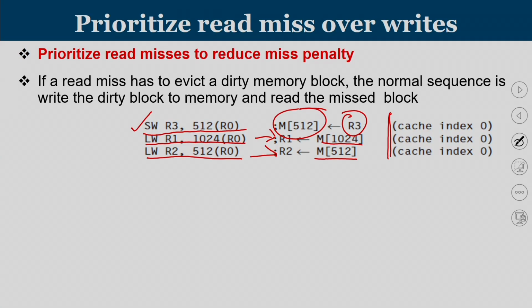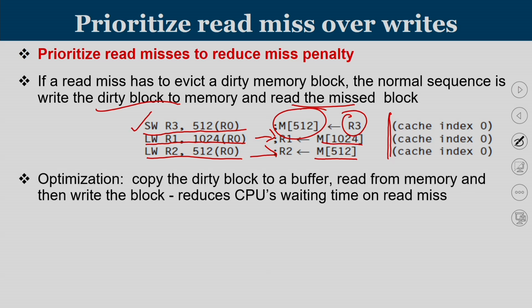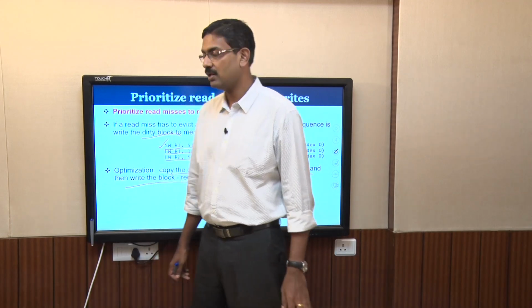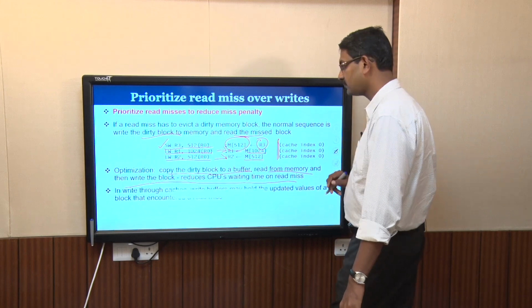If a read miss has to evict a dirty memory block, the normal sequence is write the dirty block first. We are going to complete the write and then we are going to read. The optimization can be, first you copy the dirty block to a buffer, then you read from the memory and then write the block, thereby your write operation will be slightly delayed and your read operation is being prioritized over the writes, such that you can improve the performance.